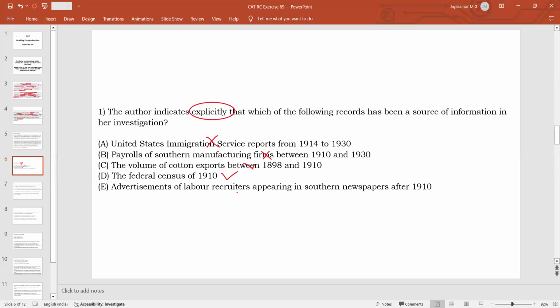It is only hinted that labor recruiters and the black press were saying this, whether through an advertisement or not, it is not given. So it is not explicit, because the passage does not say that labor recruiters are giving advertisements in newspapers or not. So you need not consider this. This is very clearly stated: the federal census of 1910. This is the only option where the document is used by the author to support her idea. So option D will be the answer.